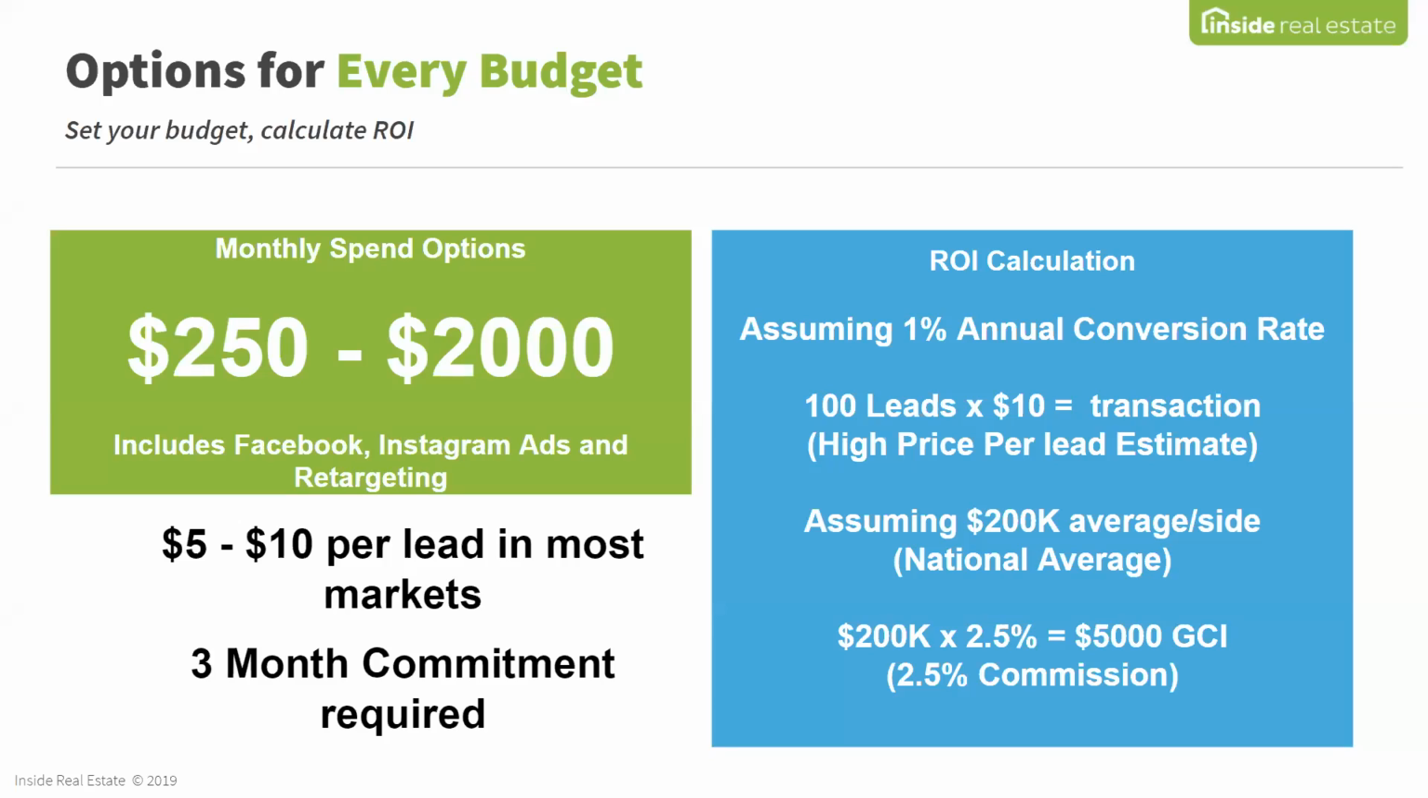The leads on here, you're going to see in most markets anywhere between $5 and $10 per lead. And I wanted to run through a quick ROI calculation here, because this seems like a big investment into advertising for your business. If you assume a 1% annual conversion rate on your leads, and you take that high price point of $10 per lead, it means you've got to spend about $1,000 to get 100 leads to come in to have one transaction. And like we said before, these leads coming in from Facebook are sort of long-term.